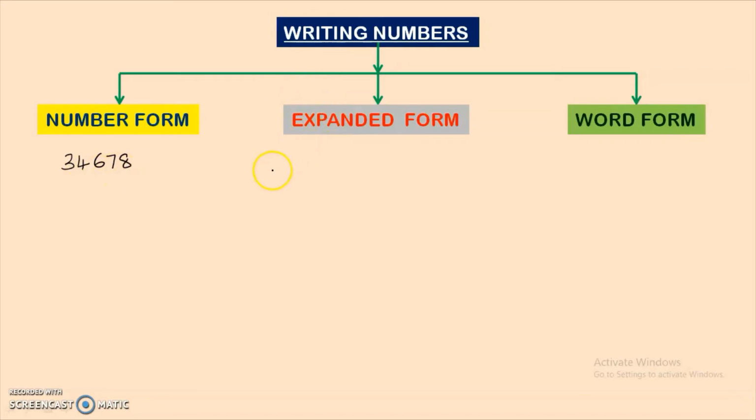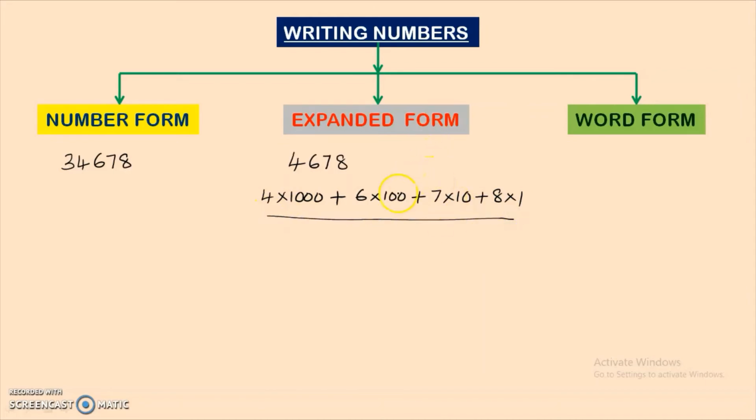Expanded form means we'll take a little small number, 4,678. So this can be written as 4 is in the thousands place, plus 6 is in the hundreds place, plus 7 is in the tens place, and 8 is in the ones place. This kind of writing is called expanded form.